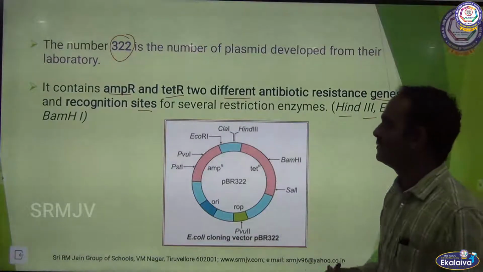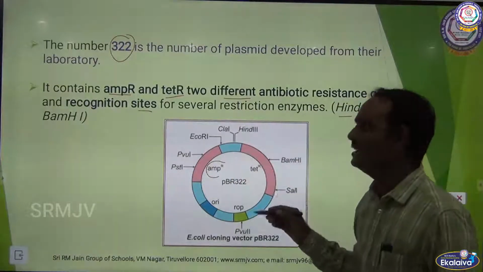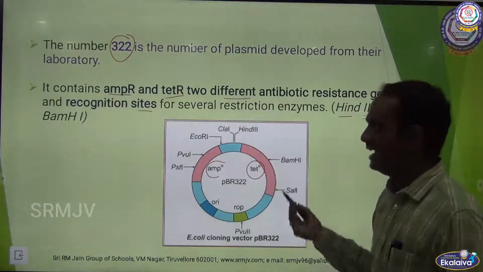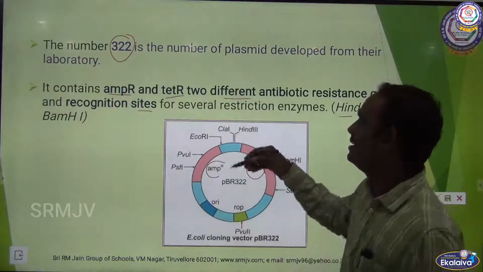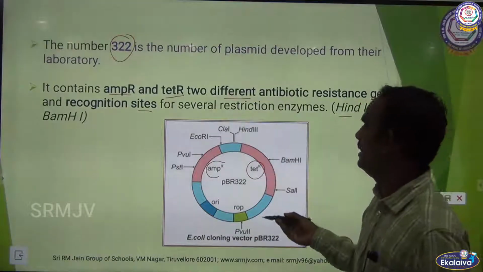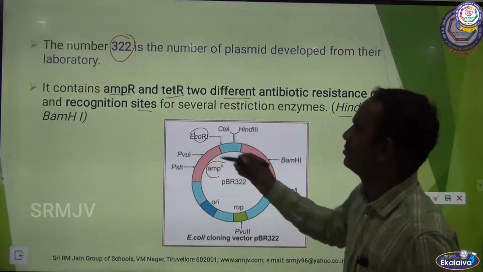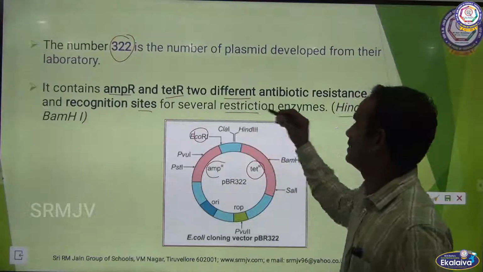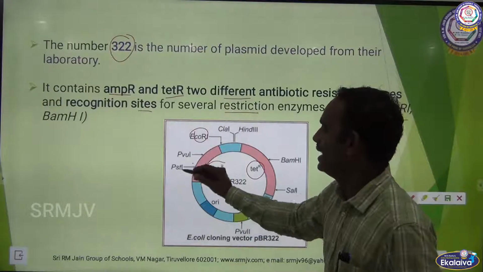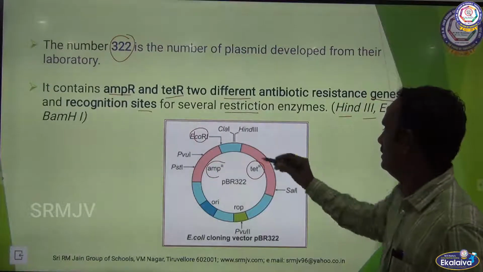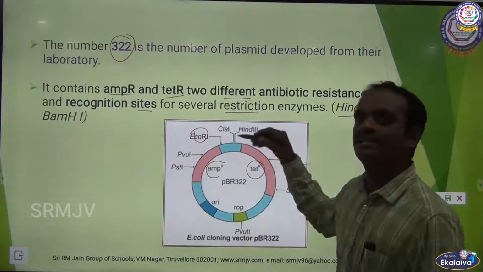See the picture here, children. This is AmpR, the ampicillin resistance gene, and the tetracycline resistance gene is there. Apart from that, several restriction sites for binding of the restriction enzymes. What are they? See here, EcoRI. These are all restriction enzymes. So ECoRI, then PvuI, PstI and BamHI. These are all examples of restriction enzymes, and they are the sites for restriction enzymes. Clear, children?